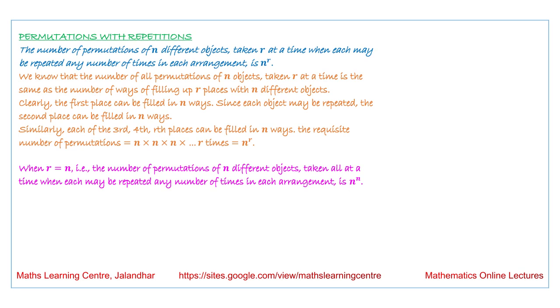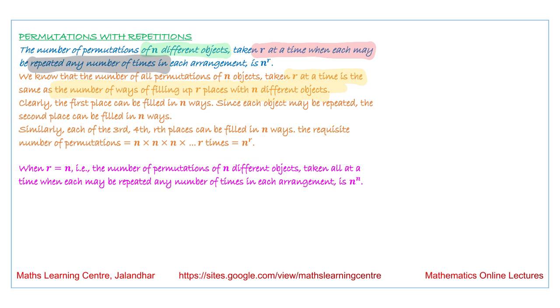So the first formula we have is: suppose we have n different objects and r of them are taken at a time. When we say that r are taken at a time, it is equivalent to saying the number of ways of filling up r places with n different objects. But it is important to note here that the objects may be repeated any number of times.